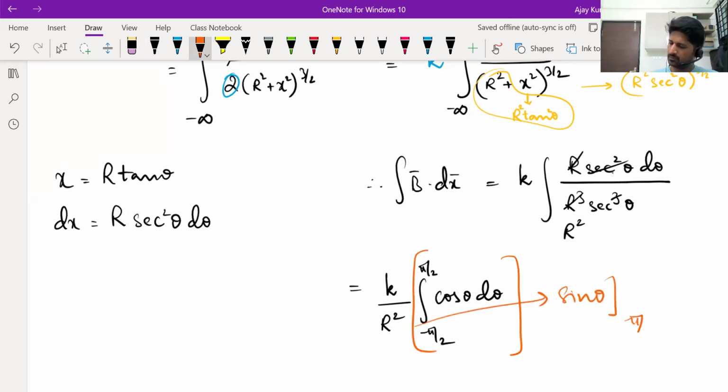From minus pi by 2 to pi by 2. Sine pi by 2 is 1. Minus of sine of minus pi by 2 is minus 1. 1 minus of minus 1 becomes 2. So the integral effectively becomes 2.